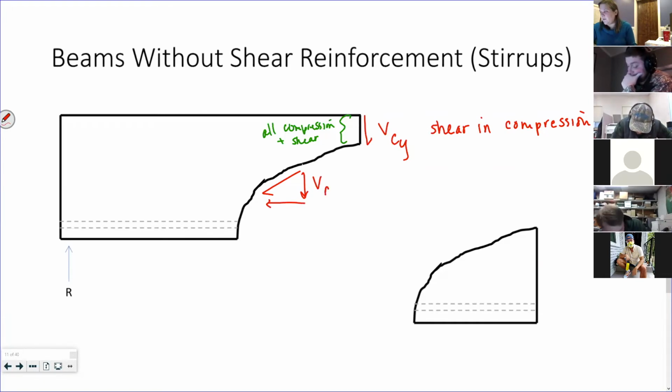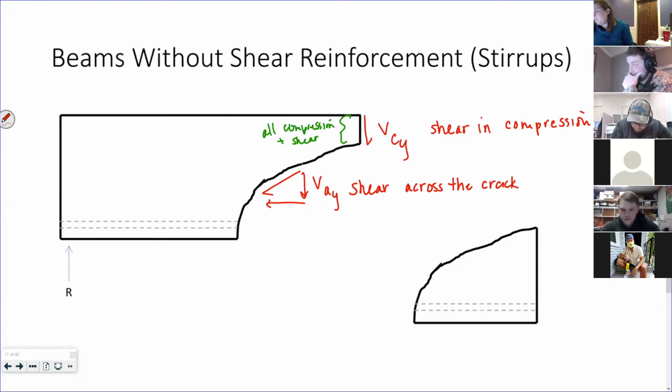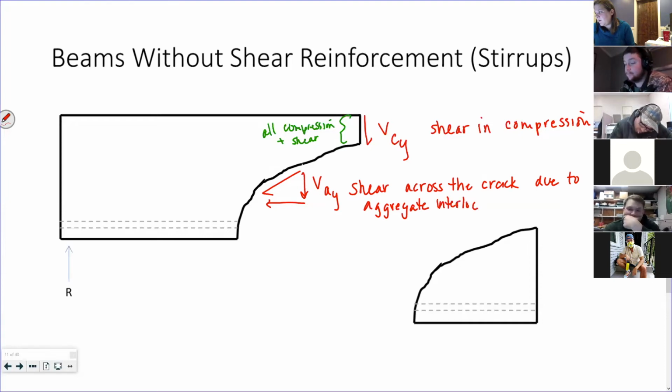I'm going to call this VAY. That's my shear cross crack, due to aggregate interlock, my aggregate not wanting to break apart or anything.